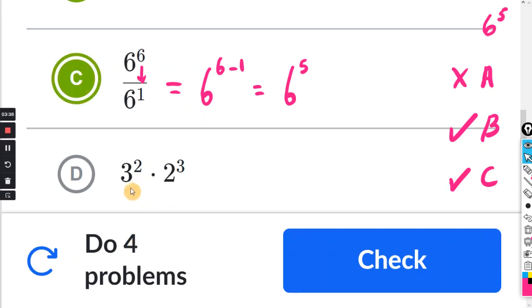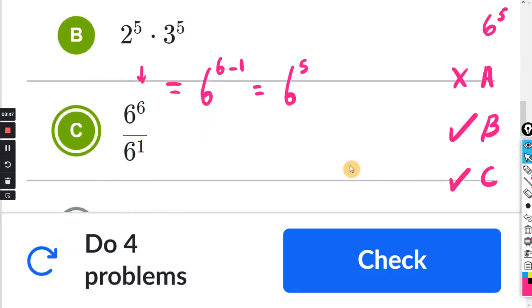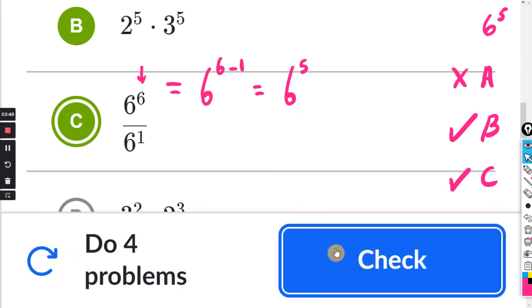Answer D we can't combine because the 3 and the 2 don't match. Those are the base numbers, and the exponents don't match either, so there's nothing we can do there. So it's just B and C. They said choose 2 answers, B and C.